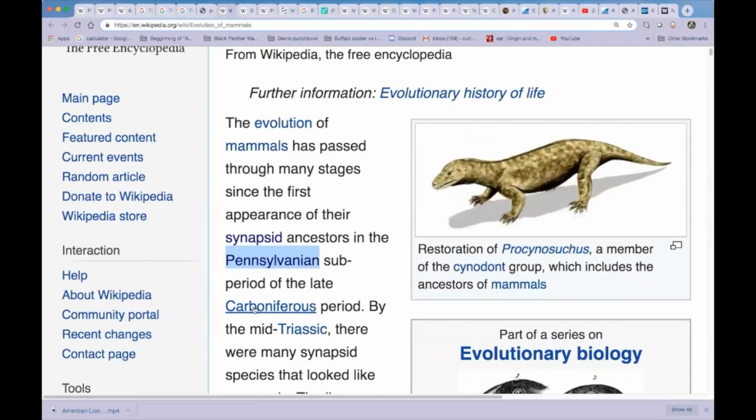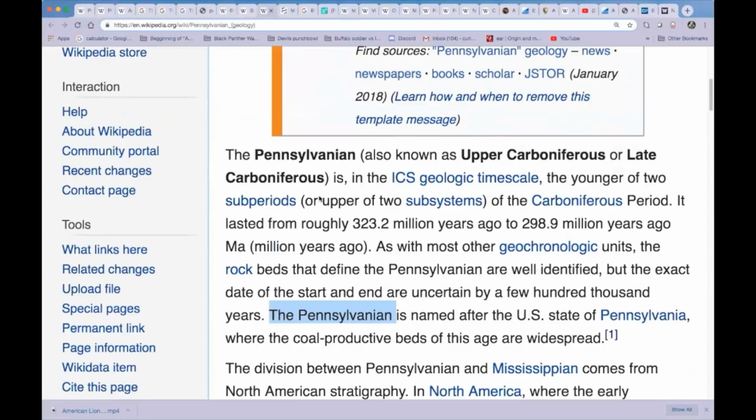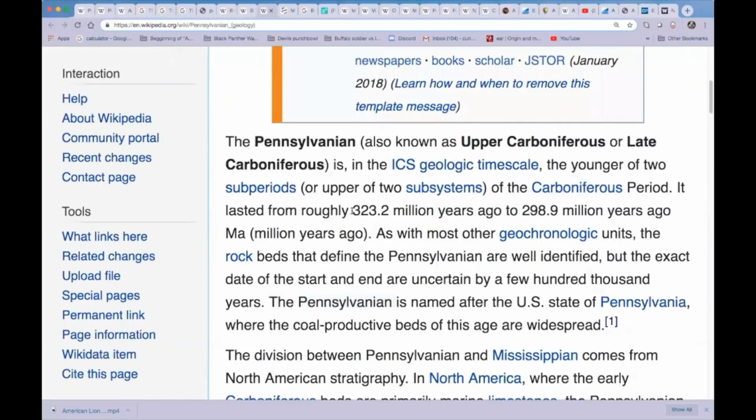So Pennsylvanian, what is that? Pennsylvanian geology. What does that mean? It says the Pennsylvanian, also known as the Upper Carboniferous or Late Carboniferous, is the younger of the two subperiods of the ICS geologic timescale. It lasted from roughly 323.2 million years ago to 298 million years ago. Very long time, right? As with most other geochronologic units, the rock beds that define the Pennsylvanian are well identified. They know what they're talking about, and they know what region of the world specifically. But the exact dates of the start and end are uncertain by a few hundred thousand years.